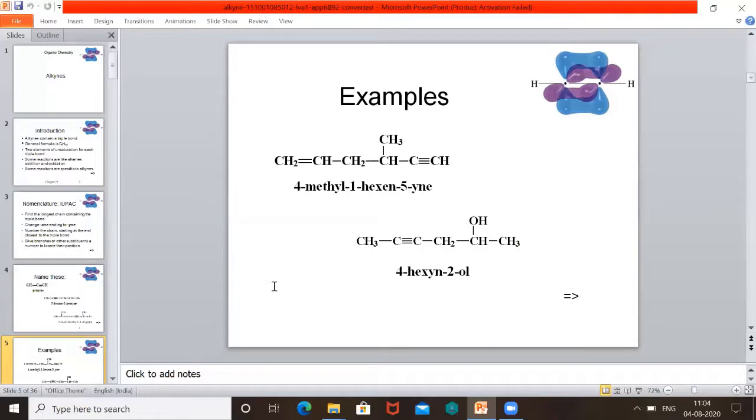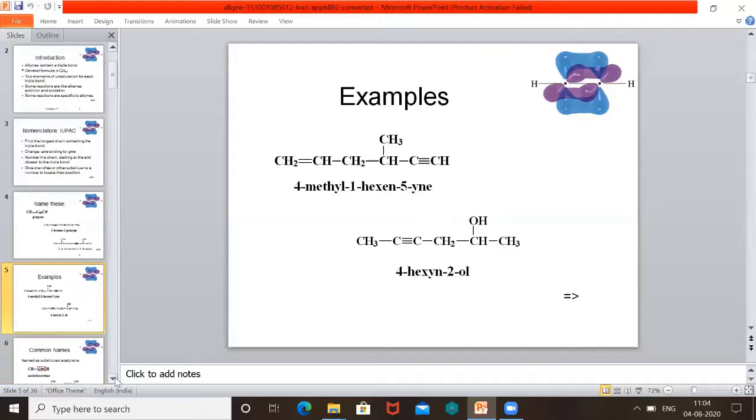See, the triple bond is after the first carbon. But you can take into consideration the double bond also. Here the triple bond is nearer, and here the double bond is nearer. So it is 4-methyl-1-hexen-5-yne. It has a double bond also, and we name both the triple bond and the double bond. Here there is a triple bond and an OH group. A functional group we have to give importance. The functional group is after the second carbon, so it is 4-hexyn-2-ol. You can see the textbook and write down more examples and practice naming the compounds.